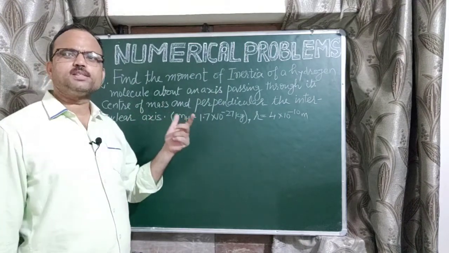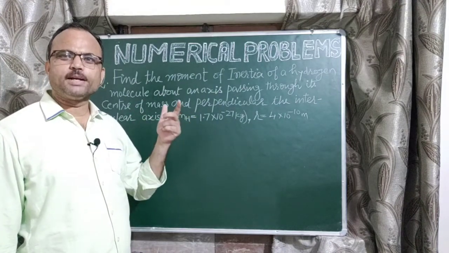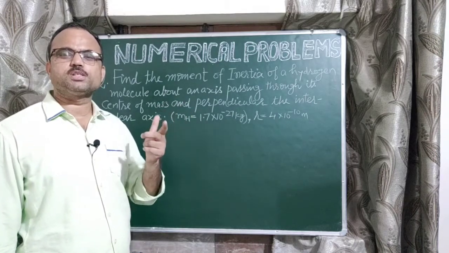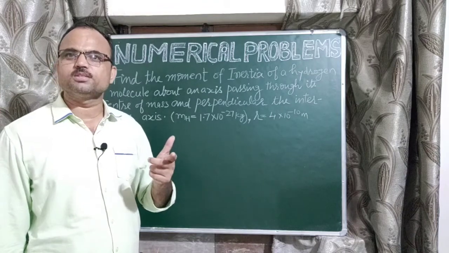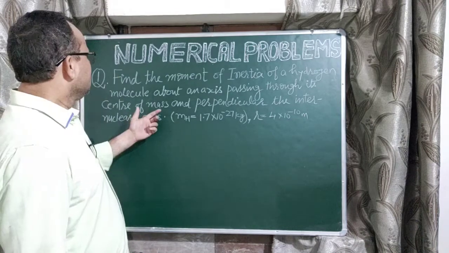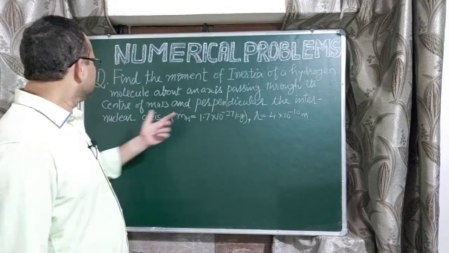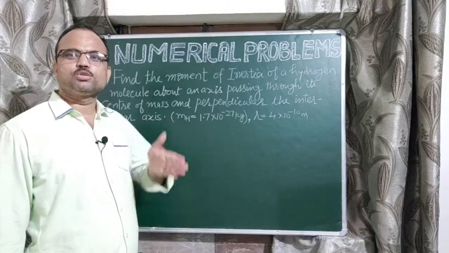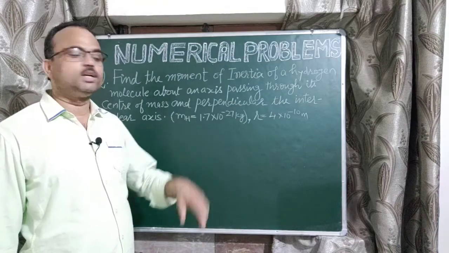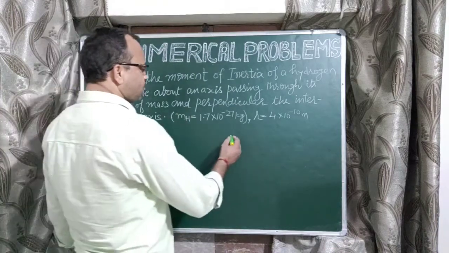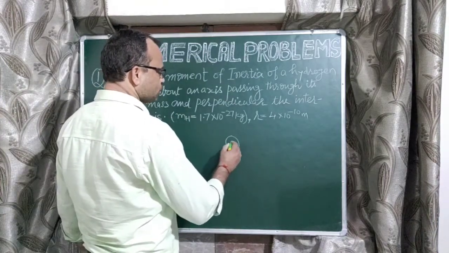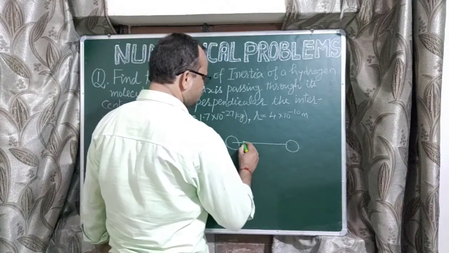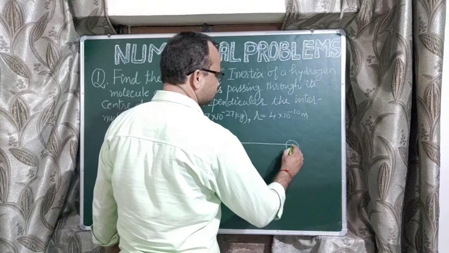So first we need to know what the center of mass is. Center of mass is a point at which the whole mass of a system is supposed to be concentrated, and the axis is perpendicular to the internuclear axis. And what is that axis? It passes through the center of mass and is perpendicular to the internuclear axis. These two are hydrogen atoms, and this line is known as the internuclear axis.